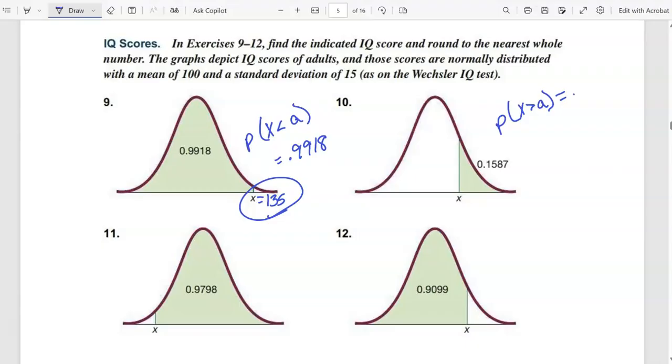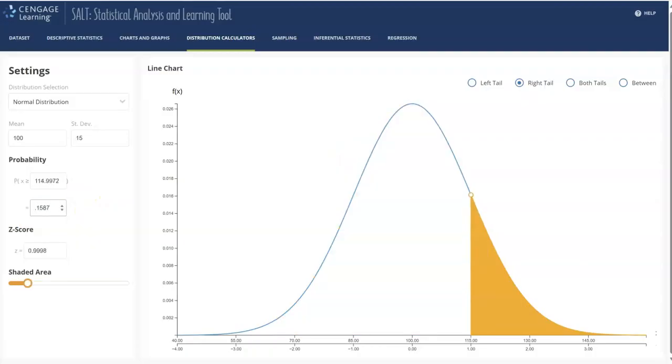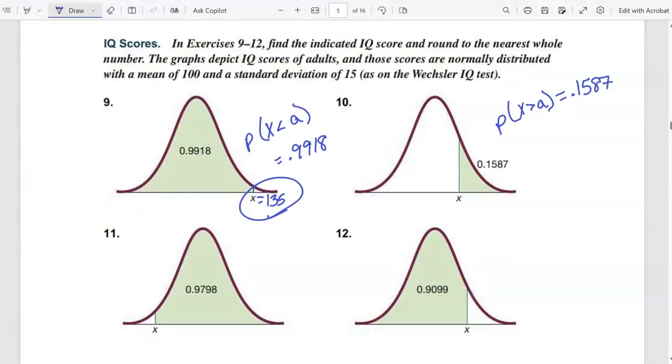And that probability in that right tail is 0.1587. Pull up our technology. Mean and standard deviation stay the same. We're choosing right tail. That probability is 0.1587. And we can get that X value, which is about 115. So there's your cutoff score for that.